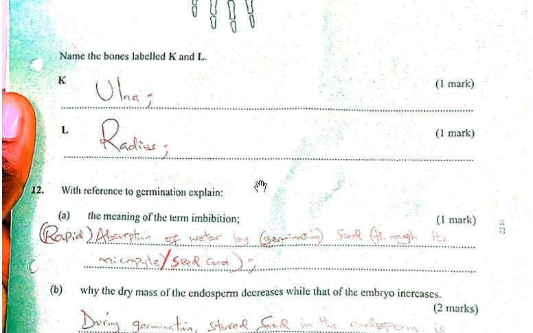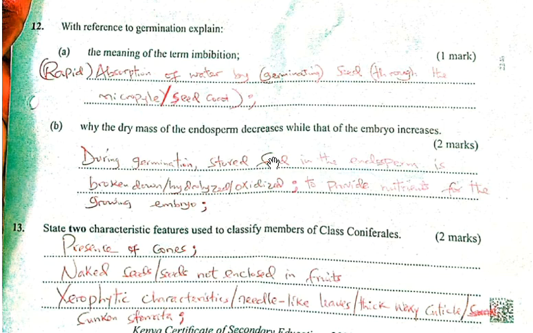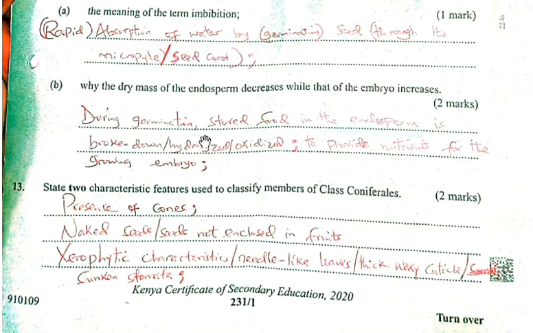Then with reference to germination, explain the meaning of the term imbibition, and that is the absorption of water by seed through the micropyle. Part B. Why the dry mass of endosperm decreases while that of embryo increases. To answer that question, you need to understand what is an endosperm and what is an embryo and how they are formed. During germination, stored food in the endosperm is broken down or oxidized to provide nutrients for the growing embryo.